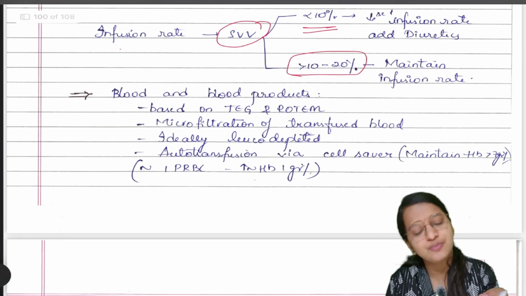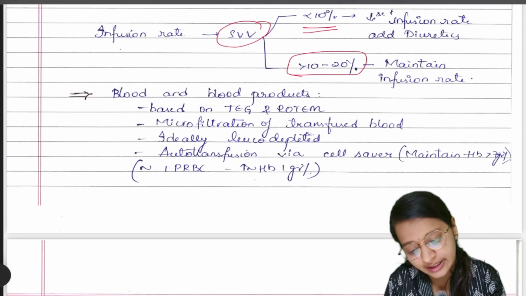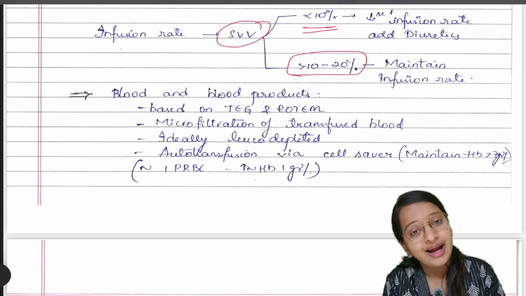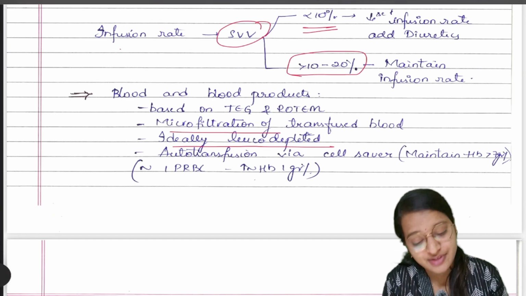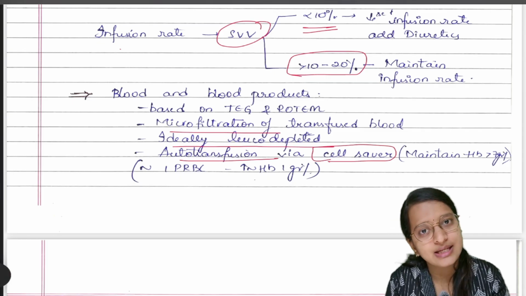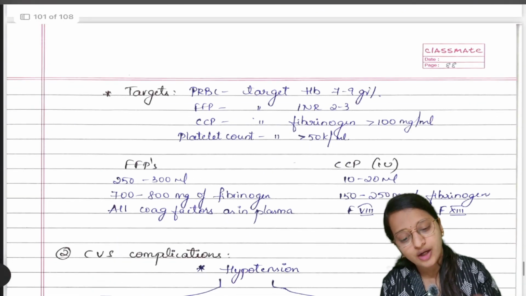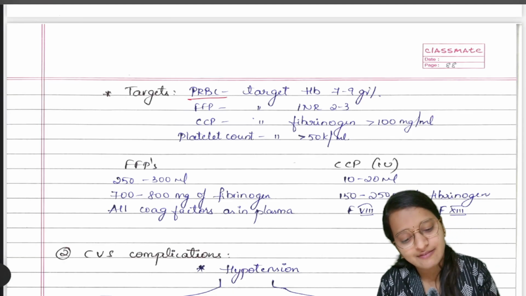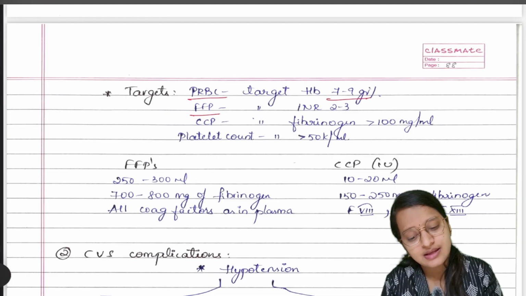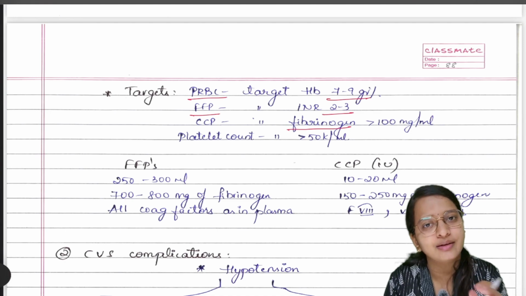And coming to blood and blood products, we'll be giving this based on the results of TEG. And the blood will be ideally leukodepleted. Microfiltration of the transfused blood has to be done because this is a massive transfusion, and autotransfusion can be done by cell saver, which we have already seen in the equipment part. So what will be our targets is packed RBC will be given to increase the Hb, and our target will be 7 to 9 grams. For FFPs, we'll be targeting INR that will be around 2 to 3, and fibrinogen levels should be greater than 100 mg per ml, and the platelet count should be minimum greater than 50,000, right?